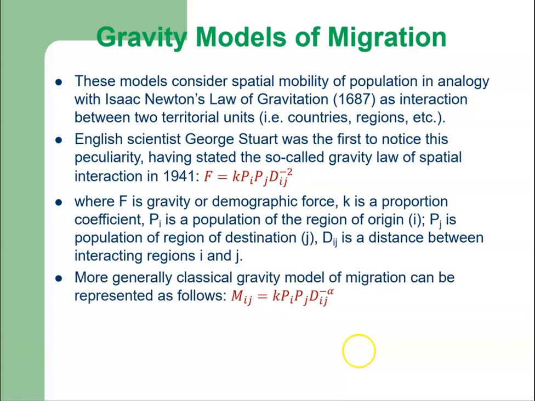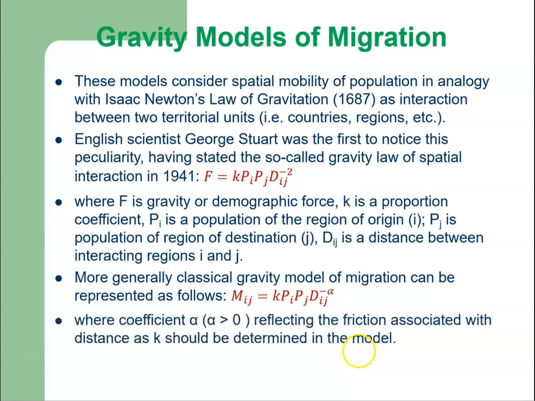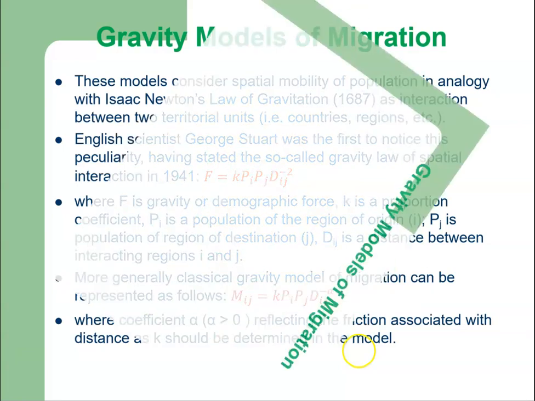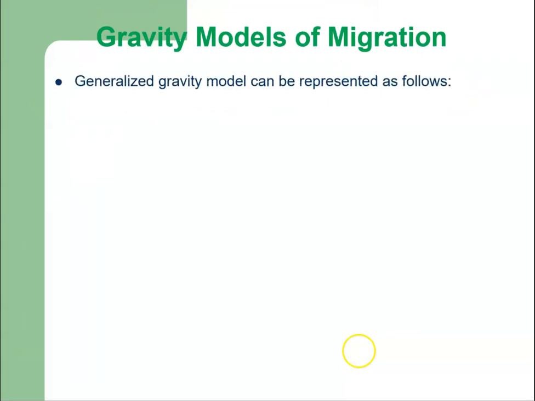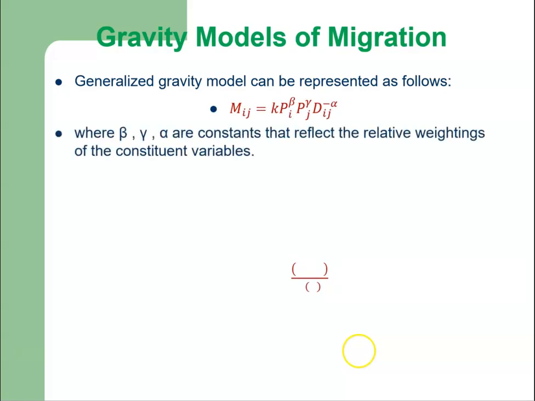More generally, the classical gravity model of migration can be represented as follows. That is, Mij = K Pi Pj Dij^-alpha, where the coefficient alpha is positive, that is greater than 0, and it reflects the friction associated with distance, as K should be determined in the model. The generalized gravity model can be represented as follows. Mij = K Pi^beta Pj^gamma Dij^-alpha, where beta, gamma and alpha are constants that reflect the relative weightings of the constituent variables.